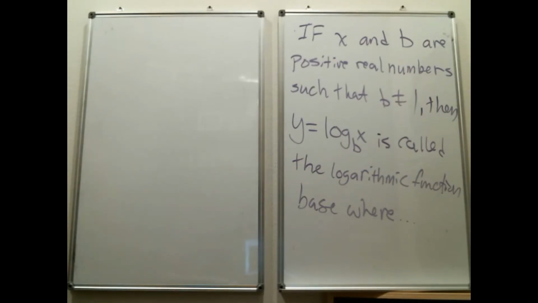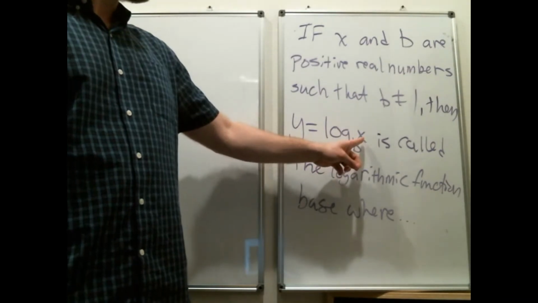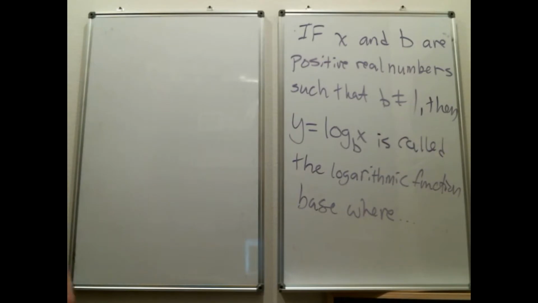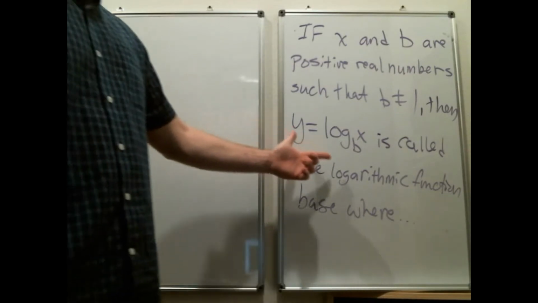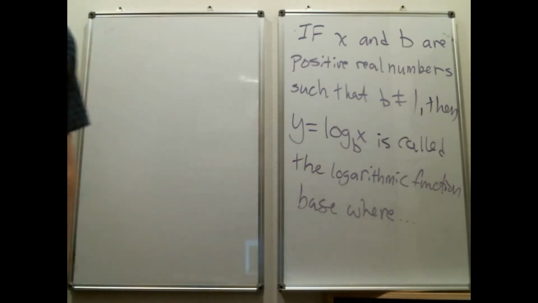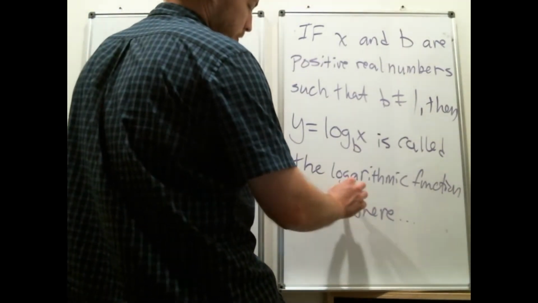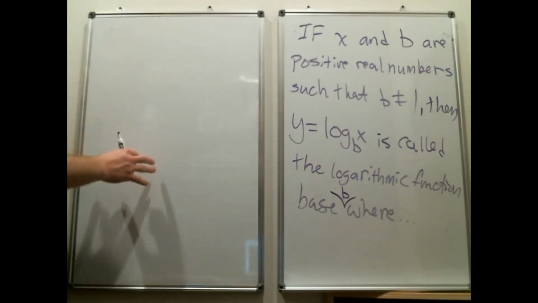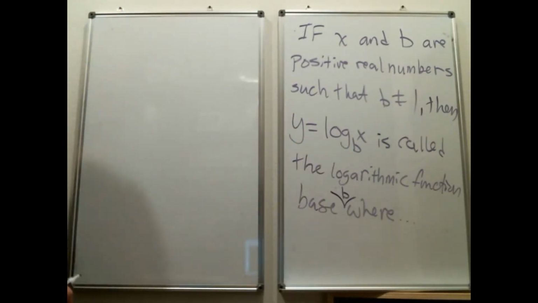So if x and b are positive real numbers, such that b is not equal to 1, where b still represents our base, then this is the logarithmic function base b, where. And here I'm going to write how you convert from exponential form to this logarithmic form and vice versa.